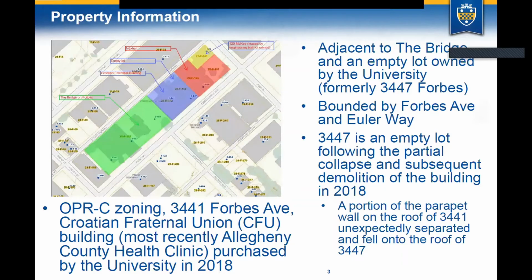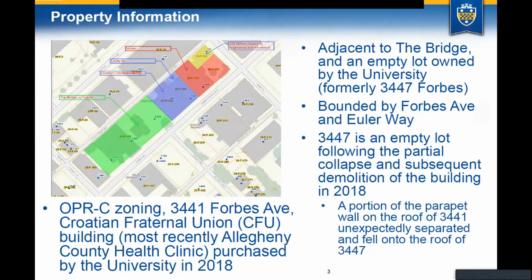So what you're looking at now is a site plan, and the site plan shows the site that we own right next to it. The Croatian Fraternal Order is 3441 Forbes Avenue. It's zoned Oakland Public Realm C. And it was most recently the Allegheny County Health Clinic, purchased by the university in 2018. Adjacent to the building is the bridge on one side to the south, and on the east, an empty lot owned by the university, formerly 3447 Forbes, and it is bounded by Forbes Avenue to the south and Euler Way, the alley behind it, slightly to the northwest.